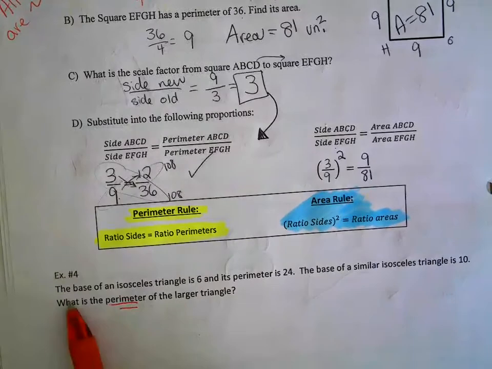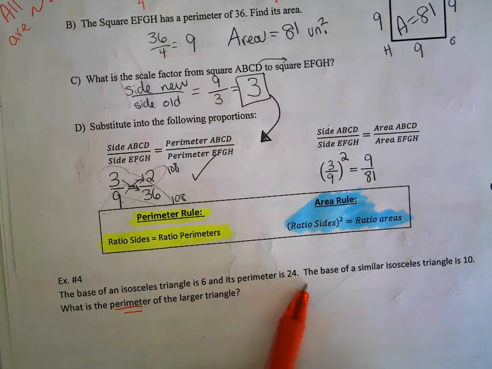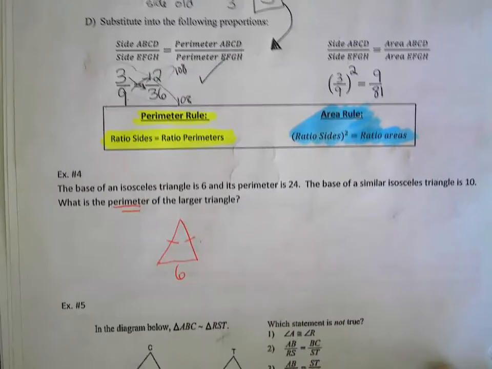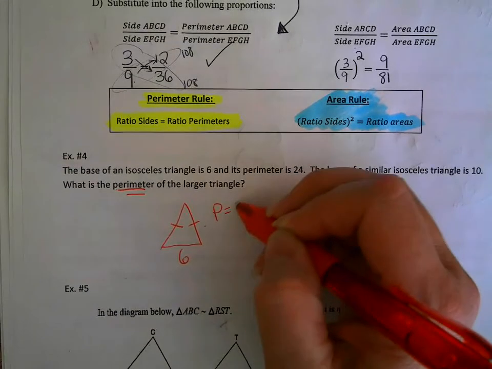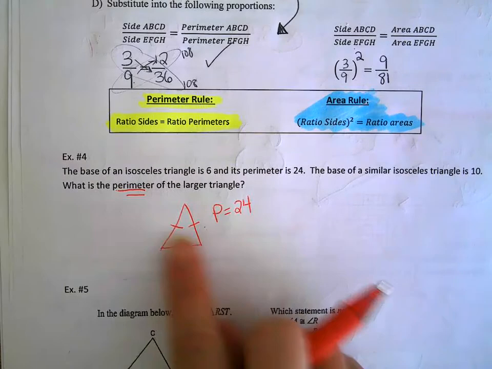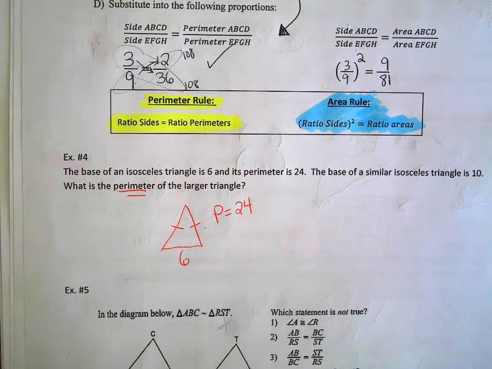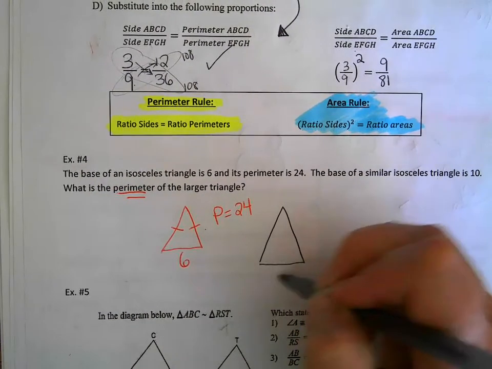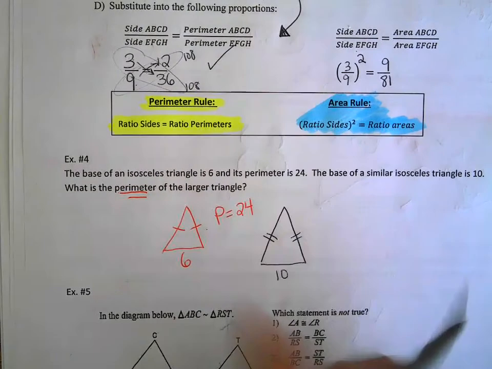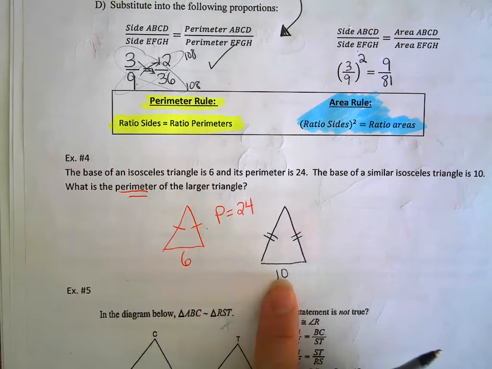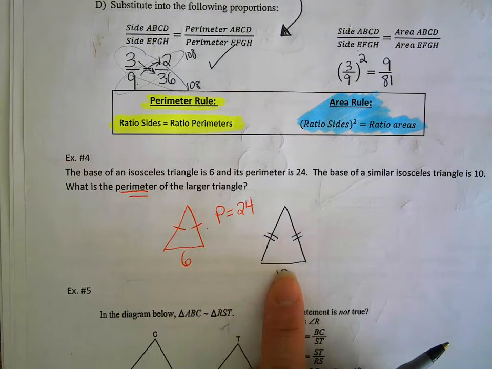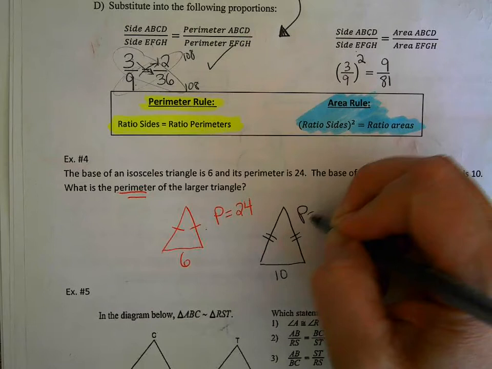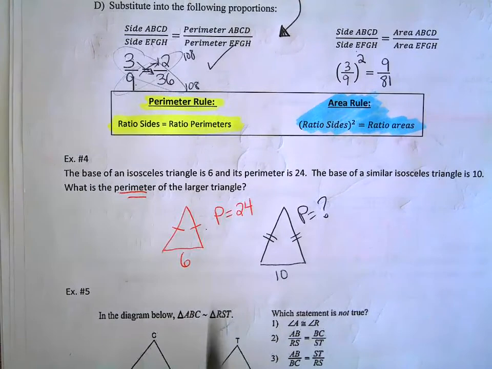Exercise 4. The base of an isosceles triangle is 6 and its perimeter is 24. So the base of an isosceles triangle is 6. Sorry about that. Its perimeter equals 24. I could find the missing sides, but I don't need them. The base of a similar isosceles triangle is 10. So this triangle getting larger, 6 becomes 10. Again, some of you don't recognize that nice scale factor there. What is the perimeter of the larger one? That's what we're looking for.